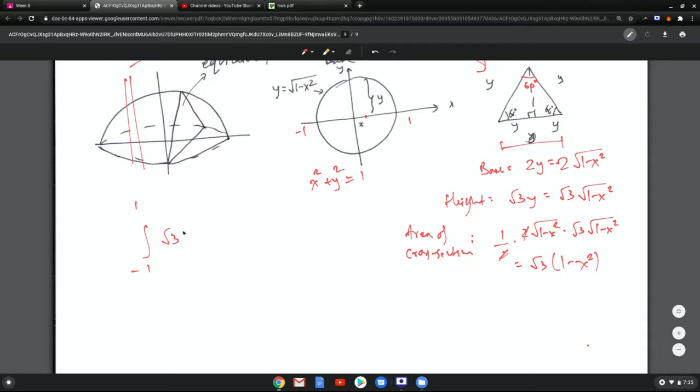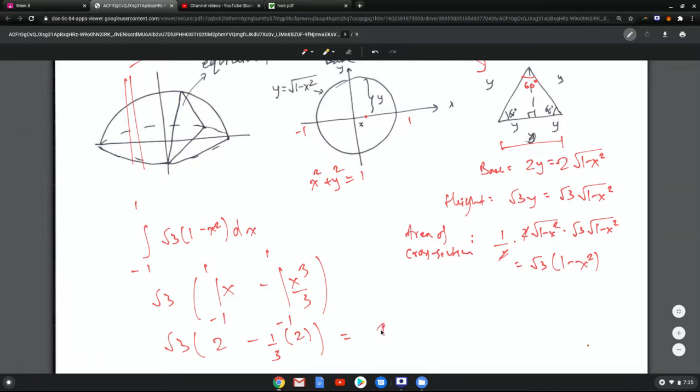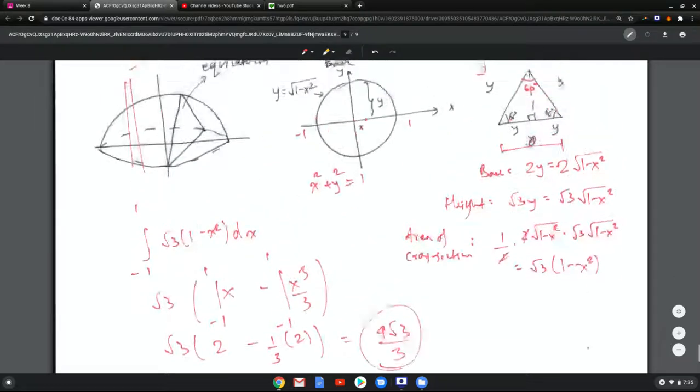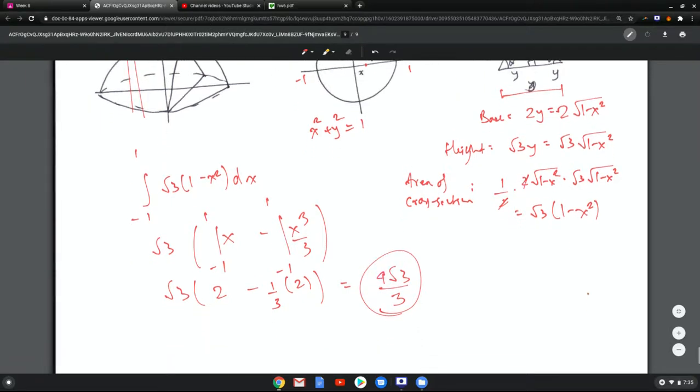The volume is the integral of root 3 times (1 minus x squared) dx, which gives me root 3 times x from -1 to 1 minus x cubed over 3 from -1 to 1. That's root 3 times 2 minus 2/3. And that's 4 root 3 over 3. So this last example shows you that even if you have a very general shape, like something that has cross sections which are triangular in nature, you can still use the same concept in order to find the volume. So that's the end of the examples.